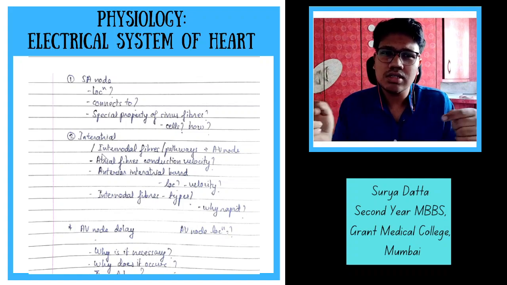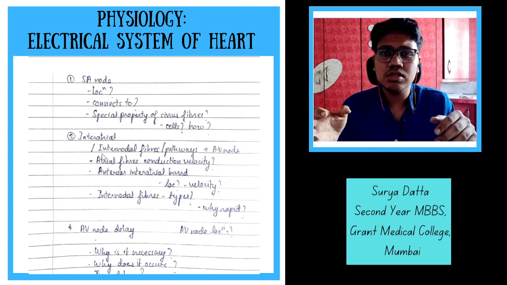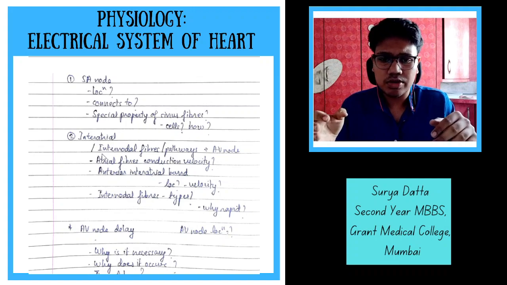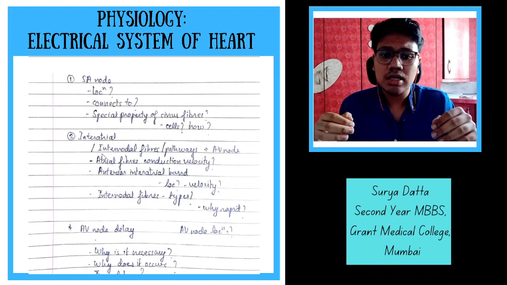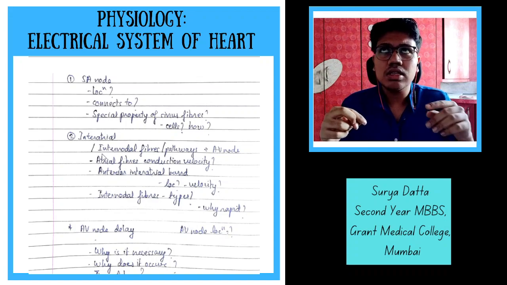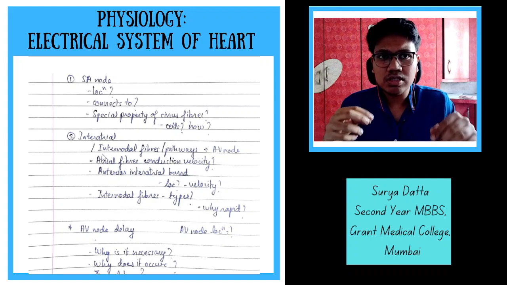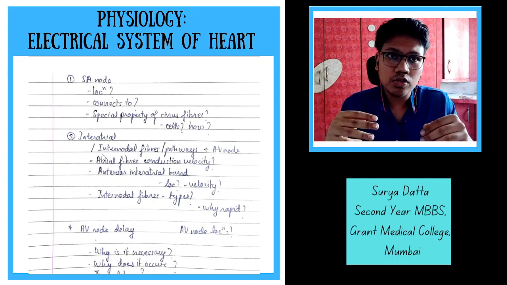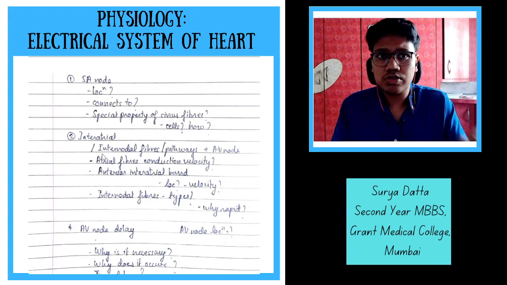So just in general, the atrial fibers have a velocity of around 0.3 meters per second. The anterior interatrial band, on the other hand, has a faster velocity, right? It's almost 1 meter per second. Now, the internodal fibers, there are three types of those: the middle, the anterior, and the posterior. So the internodal fibers go straight into the AV node.